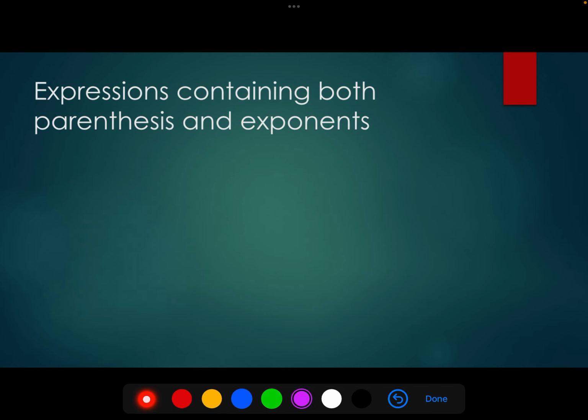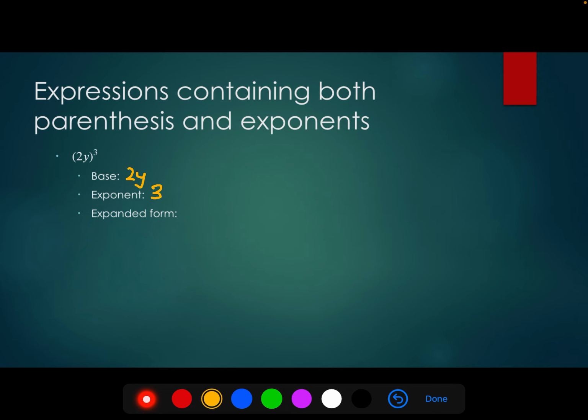Now we're going to talk about expressions that have parentheses and exponents in them. So for example, in this case, we have 2y inside a set of parentheses and 3 on the outside of our parentheses. In a case like this, when you have a term or an expression inside of parentheses raised to a power, everything inside those parentheses is your base. So here our base is going to be 2y, and our exponent is 3. So now we have to raise 2y to the third power.